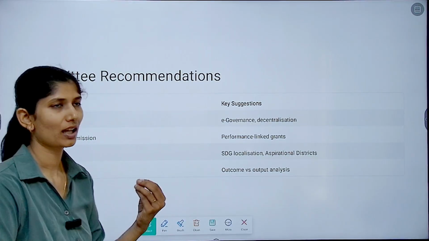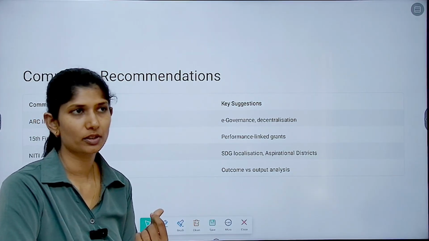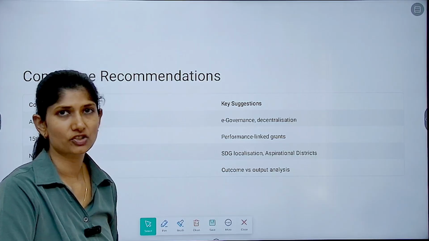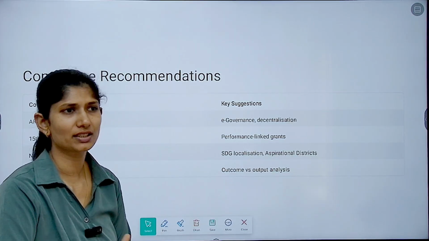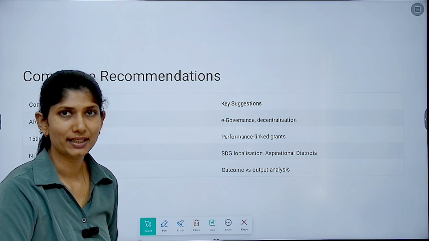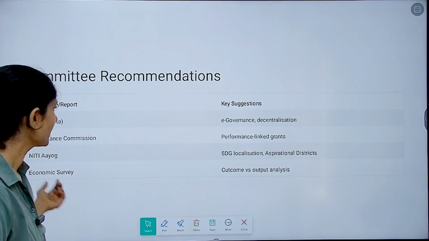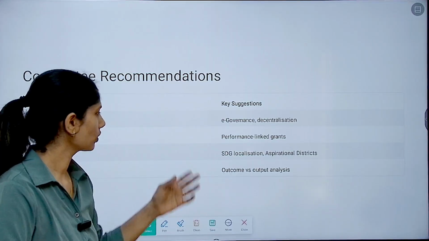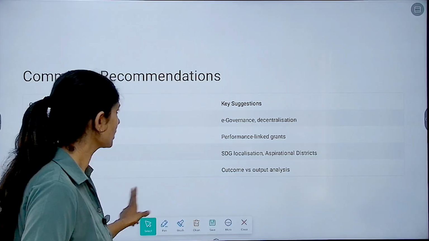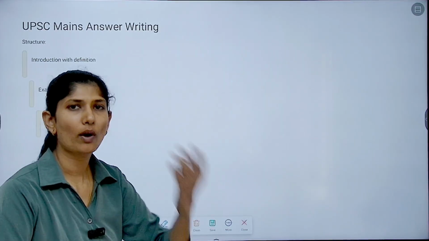Niti Aayog has asked for SDGs, Sustainable Development Goals localization, bringing in more of your aspirational districts. And again, here even Niti Aayog speaks about grassroots level planning, involvement in the policy. And economic survey also gives your outcome versus output analysis. So these are some of the ways that you can incorporate irrespective of what the question is.